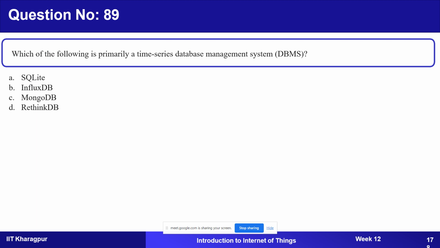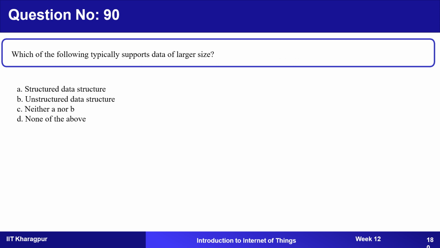Is it visible now? Yes, please. Question is, which of the following is primarily a time series database management system? Options are SQLite, InfluxDB, MongoDB, RethinkDB. It's InfluxDB. The question is about time series database, so you have to check the properties of all these databases. Next question is, which of the following typically supports data of large size? Options are structured data structure, unstructured data structure, neither A nor B, none of the above.